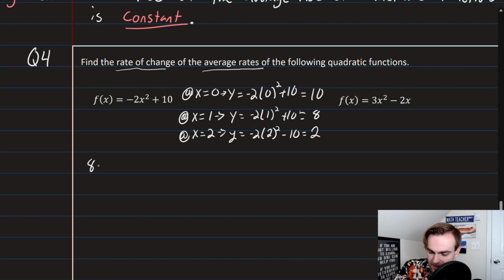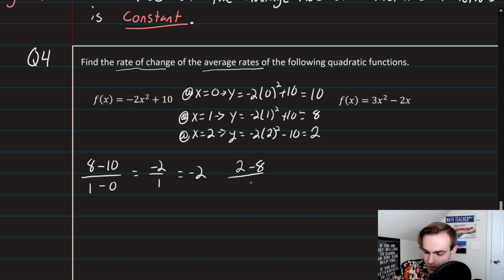So we want 8 take away 10 over 1 take away 0. That's negative 2 over 1, which is negative 2. So that's our first average rate of change. Our second average rate of change would be 2 take away 8 over 2 take away 1, which would be negative 6 over 1, which is negative 6.